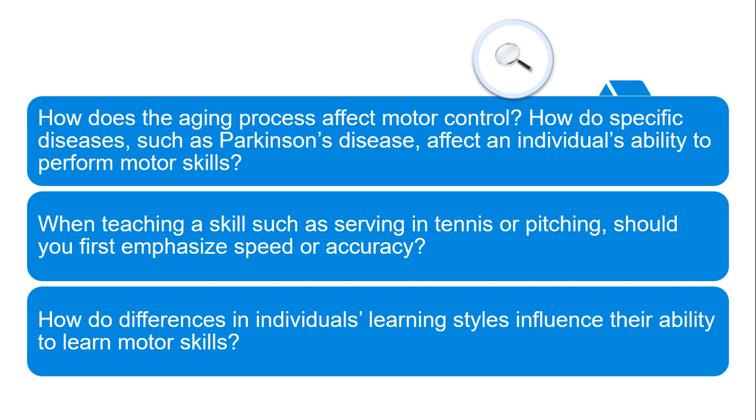How does the aging process affect motor control? And how do specific diseases such as Parkinson's disease affect an individual's ability to perform motor skills? When teaching a skill such as serving in tennis or pitching, should you emphasize speed first or accuracy? I'll be asking y'all that question. It's a good one. How do differences in individuals' learning styles influence their ability to learn motor skills?